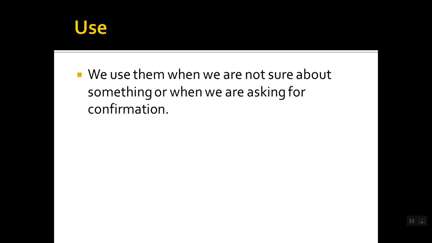Use. Why do we use them or how to use them? We use them when we are not sure about something or when we are asking for confirmation. Confirmation means تأكيد. يعني عندما نكون غير متأكدين من شيء أو تريد أن تتأكد من شيء, when you are not sure or you want confirmation or at least you want to check understanding. For example, or let's see a different point.